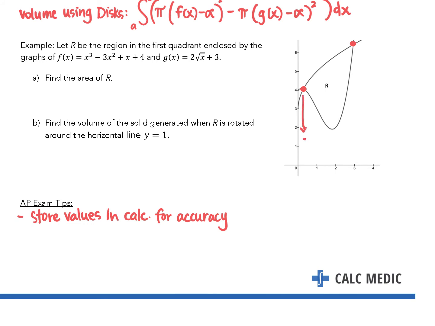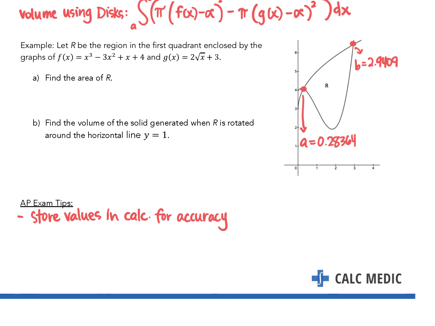And then label them on your graph. So this a is 0.28364, and stored in your calculator. And then this b is 2.9409. So having those values stored will be really helpful.